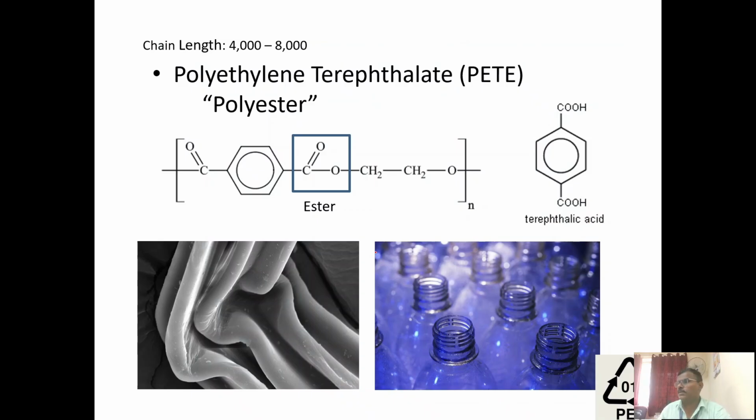Next one is PET, sometimes confused with Teflon. What is the full name? Polyethylene terephthalate. So this is the polymer. How do we get that? Terephthalic acid and ethylene glycol. This is ethylene glycol. This is terephthalic acid. I said phthalic acid earlier.